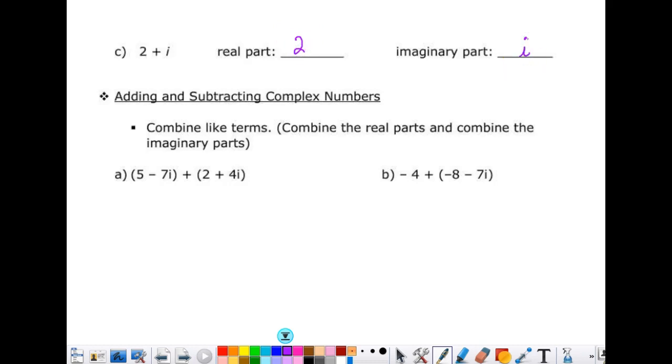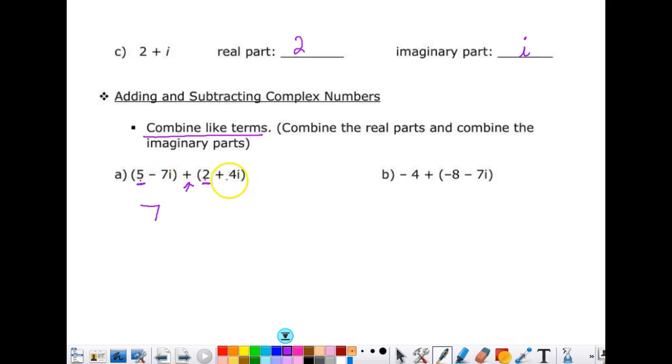Okay, so now let's do adding and subtracting complex numbers. It's not hard at all. All you do is combine like terms, okay? So this is a plus, so we don't have to worry about anything. We can just say 5 plus 2. Those are alike. Those are just normal numbers, is 7. And then we're going to put our i's together.